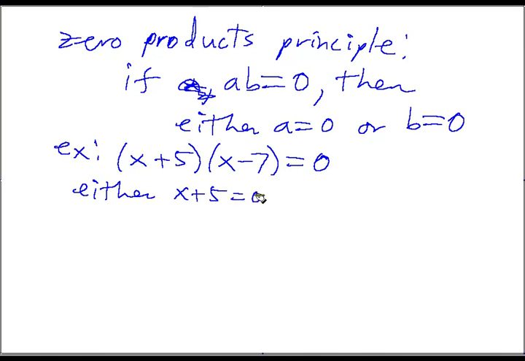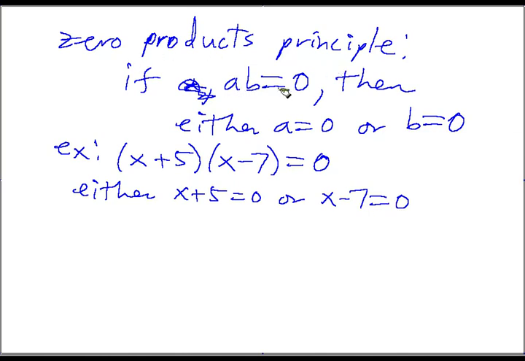So either A is 0 or B is 0. In this case, B is x minus 7. Okay, can we see that? So again, my point is if I have two factors that multiply to 0, that means one of them has to be 0. That's what this zero products principle says.